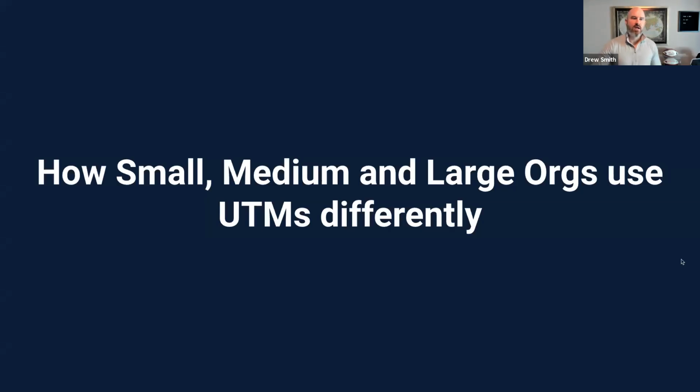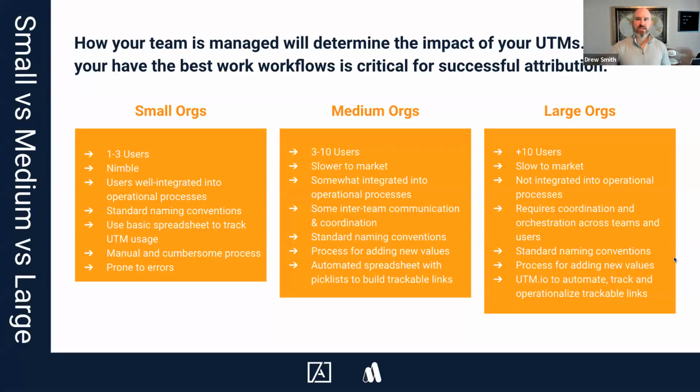All right, so how do organizations use UTMs differently? So we talk about small orgs, medium orgs, and large orgs. And when you see the 1 to 3 users, the 3 to 10 users, and the plus 10 users, that is essentially the number of people in the organization that are creating trackable URLs, creating URLs that have UTMs applied to them. So that's what the users means.